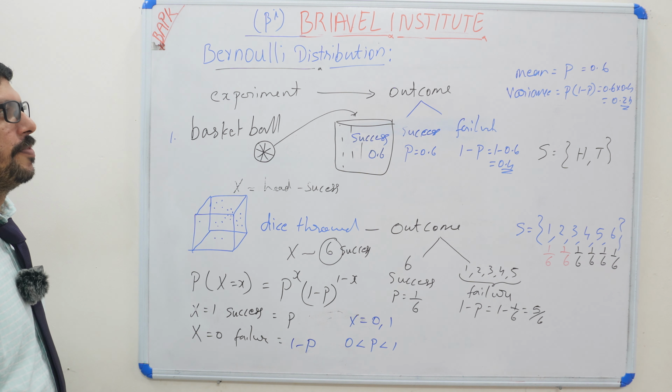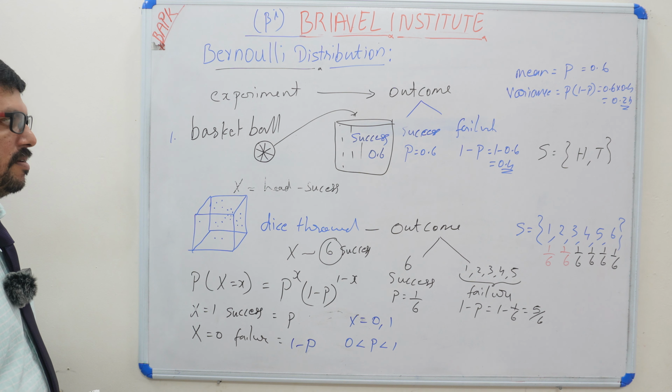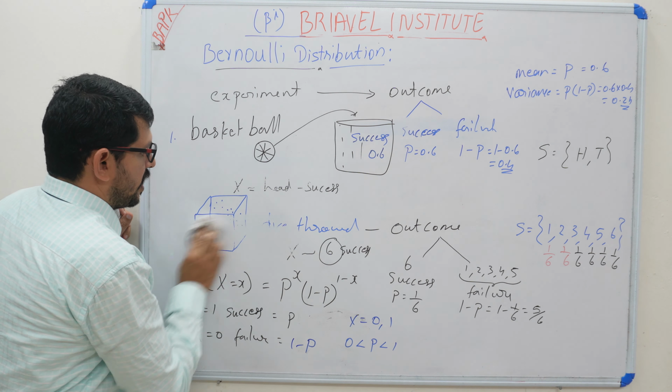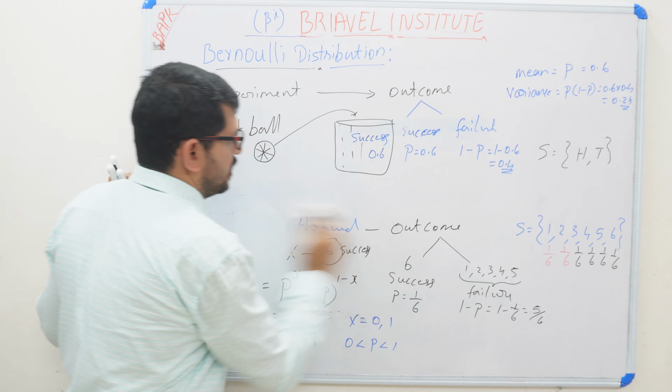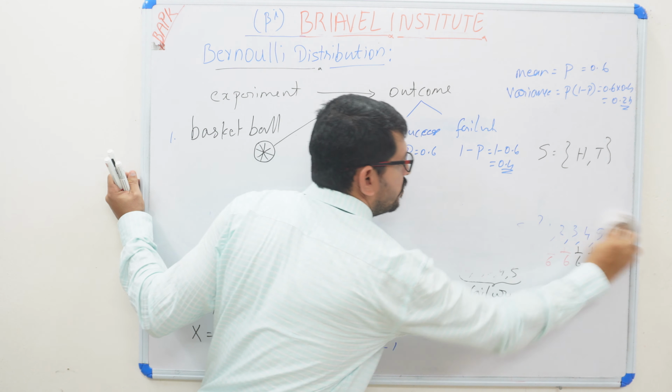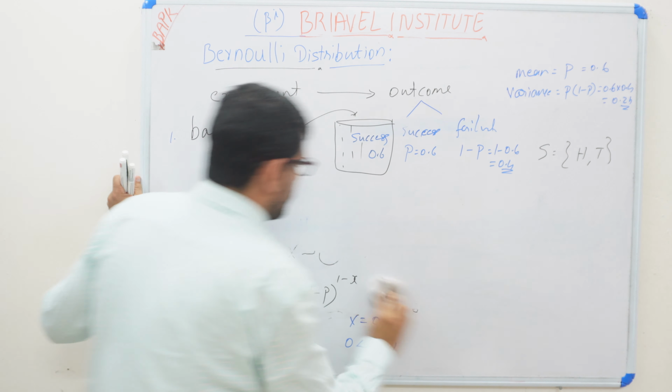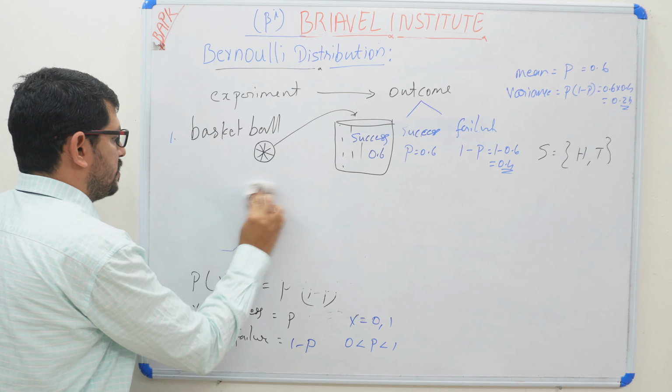Then next, what is a Bernoulli's trial? How to define the Bernoulli's trial? We studied the Bernoulli's trial. There is a success and a failure, and how do we define whether it is a Bernoulli's trial or not? What are the particularities of Bernoulli's trials?